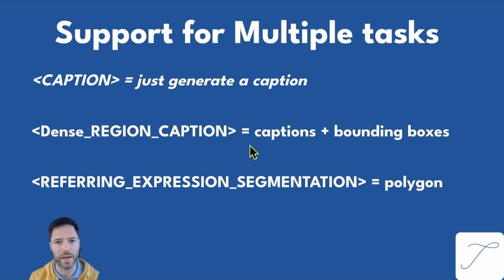So these are the three main tasks, although there are a variety of tasks that build from this and go in the other direction, say from region to polygon or polygon to region, or caption to bounding box versus bounding box to caption. So there's a whole variety that Florence 2 supports, but these are the three main categories.